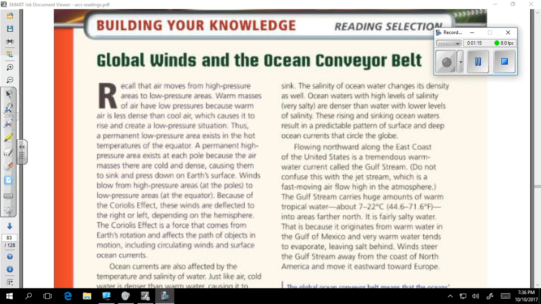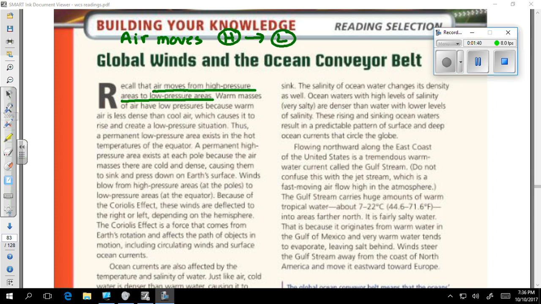So the first thing that I need you to underline is that air moves from high pressure areas to low pressure areas. And I need you to write that at the top. Air moves from high pressure, so I'm going to do an H for high pressure, to low pressure.